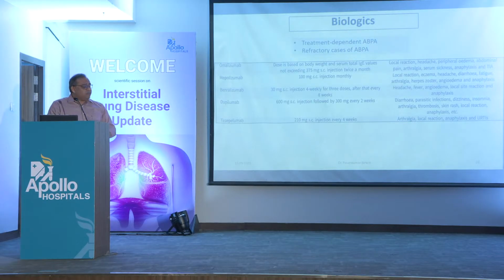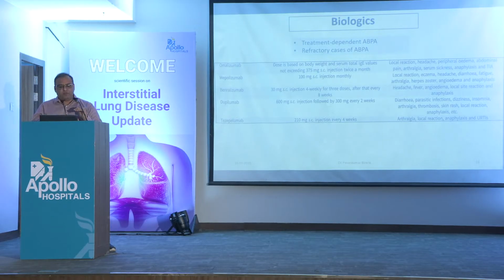Regarding the biologics, they are used when you have treatment dependent ABPA. You are trying to reduce the steroids and the patient exacerbates. In that situation, you can consider using biological therapy. And also for refractory cases of ABPA, where whatever you have done so far in a period of 6 months or 8 months, the patient is not responding. And we have a couple of patients who are becoming eligible for one of the biological therapies.